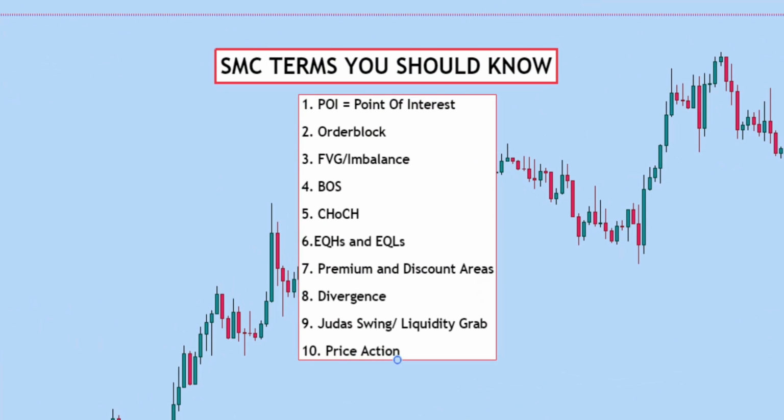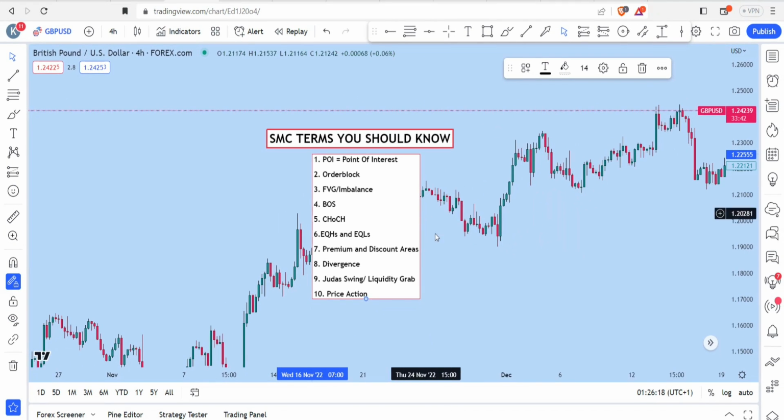In this video, I'm going to help you understand 10 different SMC terms you often hear smart money concept traders mention. If you're new to the smart money concept, this is going to be very handy because these terms are often mentioned. Some of them you don't even know their meaning. So these are the terms right here. I have 1 to 10, from point of interest to price action, which generally most of you have heard in the market. So let's start with the first one, point of interest.